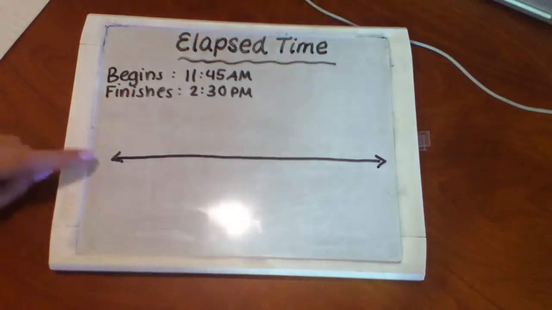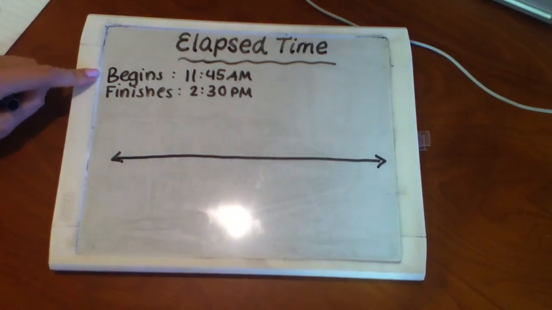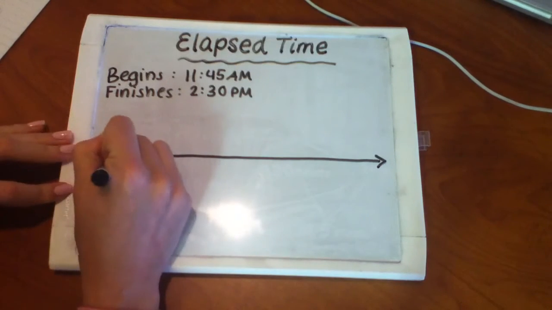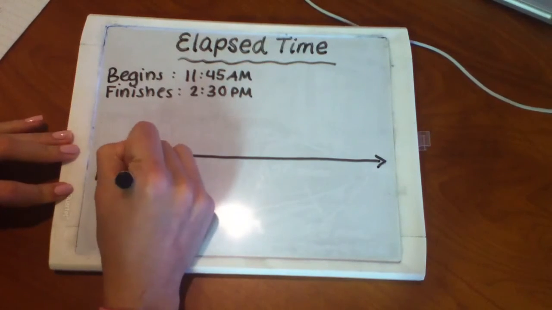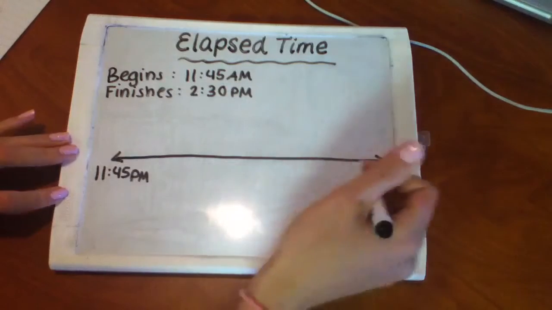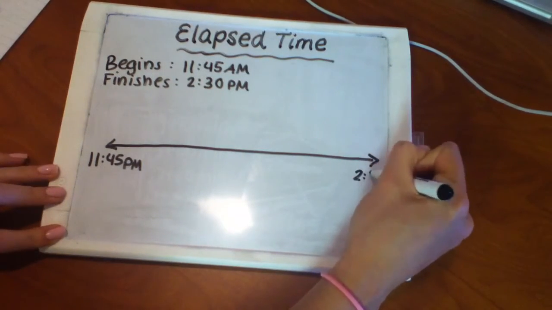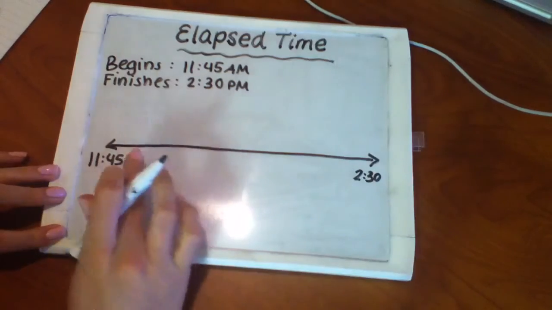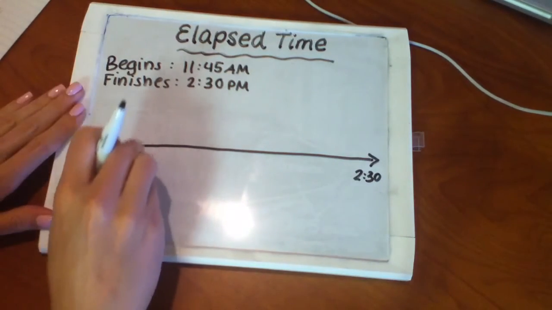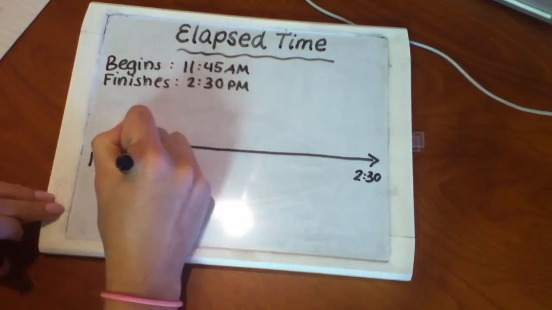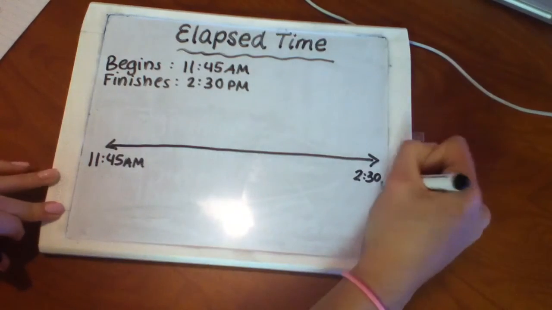And our starting point is going to be the beginning time. So that would be 11:45 p.m. And our end time is going to be our finishing point, which would be 2:30. Oops, this is a.m., not p.m. This is p.m.